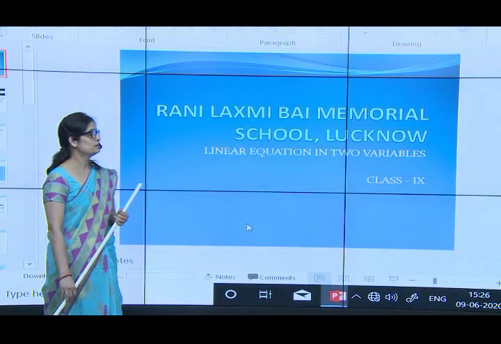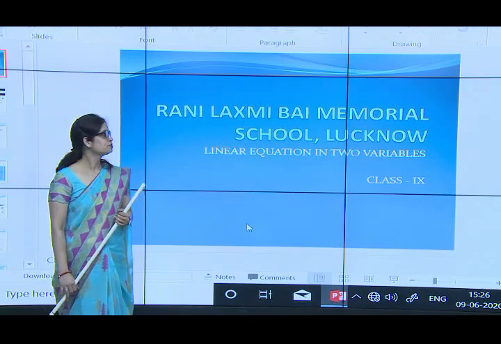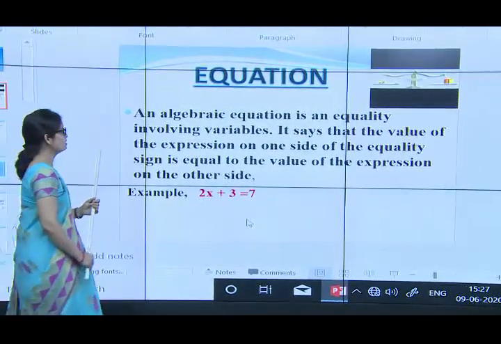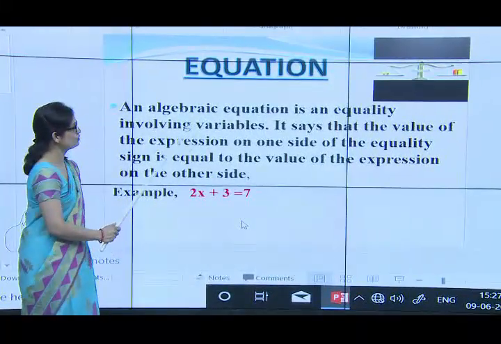Good morning, students. Today we will discuss linear equation in two variables, class 9th. You have studied about the algebraic equation. So first, what is an algebraic equation? An algebraic equation is an equality involving variables.